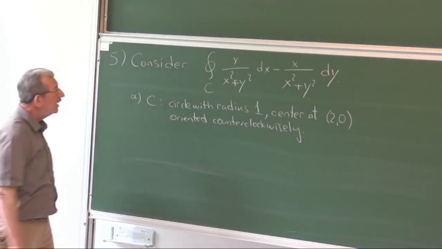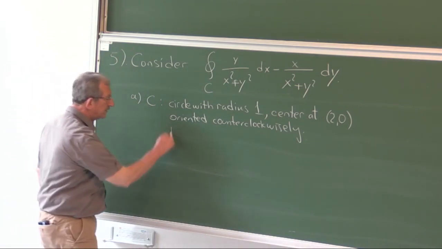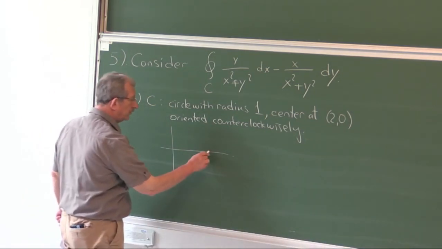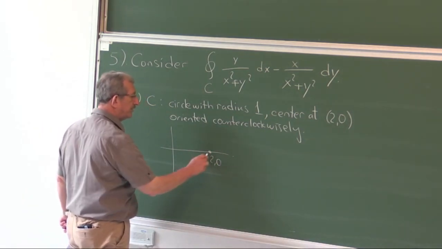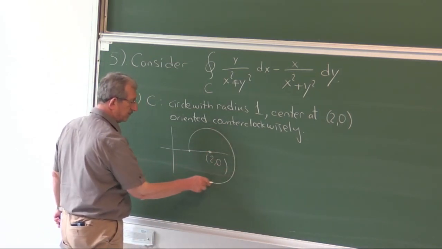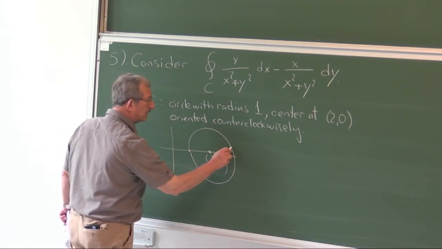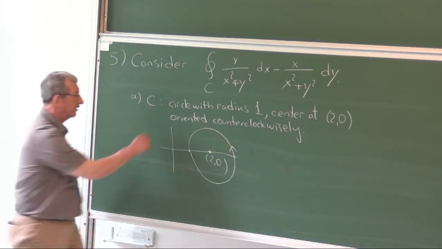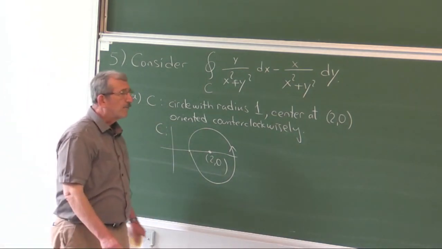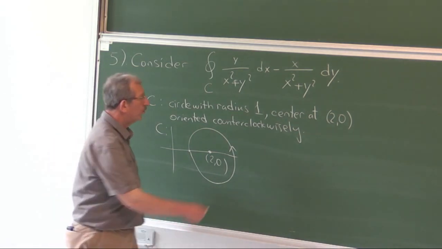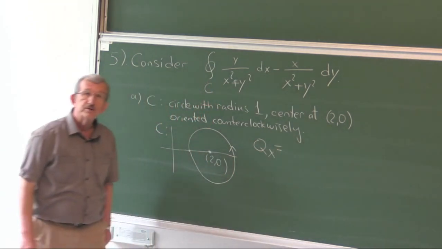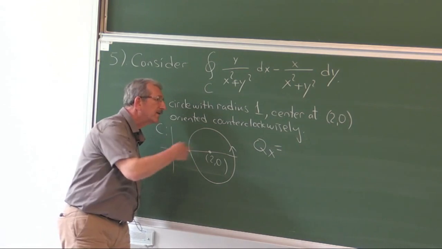Okay. Now in this case, let us look at the picture roughly. x is 2, and y is 0, and the radius is 1, so it's something like this, and it's counterclockwise oriented. This is our C now. Of course, the first thing we should always consider is to see if we can use Green's theorem, because that would simplify the calculations.